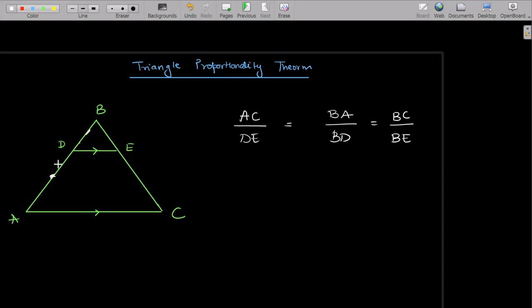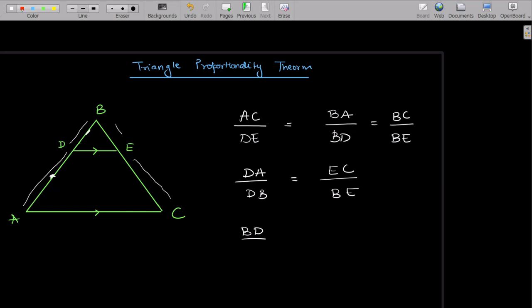Okay. Then even this portion, DA over DB. DA over DB will be equal to, can you guess? This one over this one. Yes, so EC over BE.